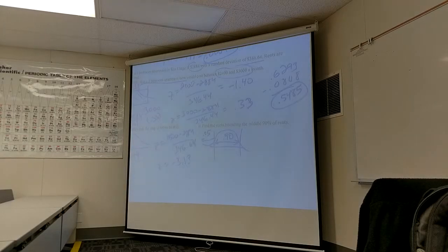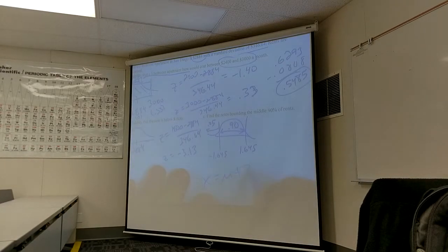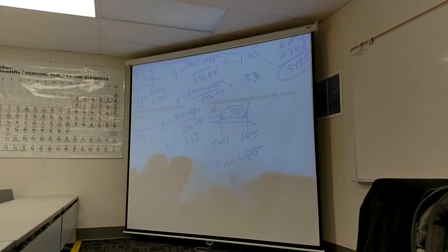No, the problem's okay. You suck. So where'd it go? 1.645. So what's this going to be? Positive 1.645. And then you just convert each of those. So for example, if I start at the mean and I go down 1.645 standard deviations, I'll get the bottom rent. What do you guys get for that?